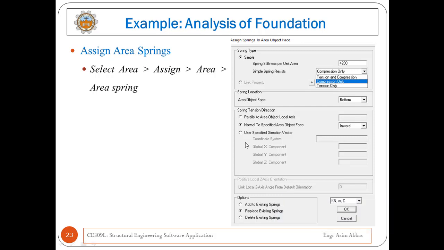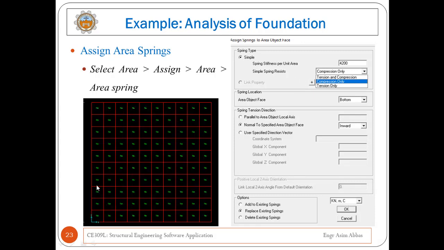Similarly, you can also specify the tension direction parallel to the area object local axis, or you can also specify the tension direction in the coordinate system along global x, y and z. And there are some other options where you can add, replace or delete your spring. Okay, once all the values are entered in this form, then click on OK. So the spring will be assigned to the area element.